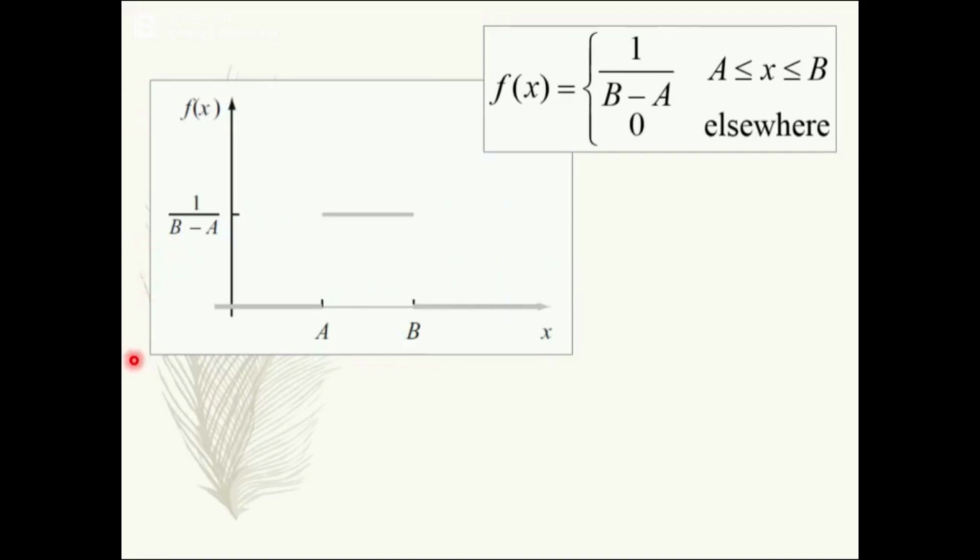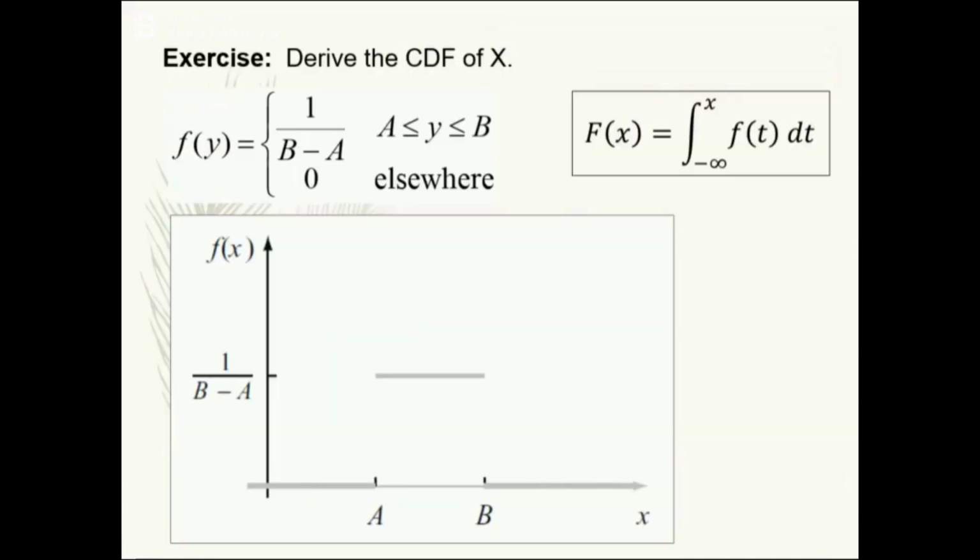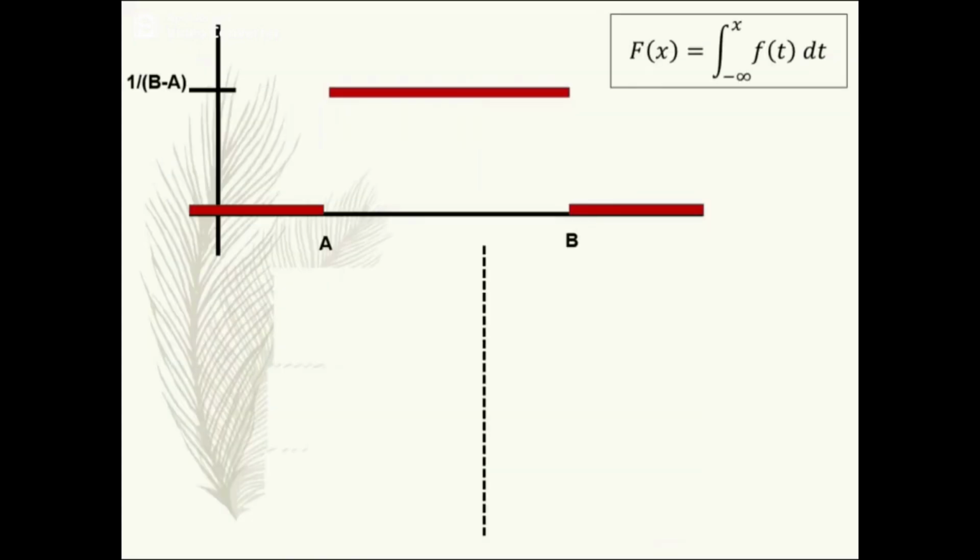In a test, you will be given a section like this in your table of formulas, so you don't have to memorize anything that's in this table here. One of the required outcomes for this distribution is that you need to be able to derive the CDF of x. We're going to do that. We've done the derivation of a CDF before, so it's just a quick recap. If this is the probability density function, we can see immediately that we have three different regions that we need to consider.